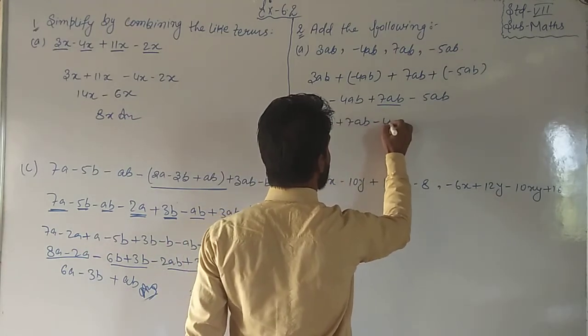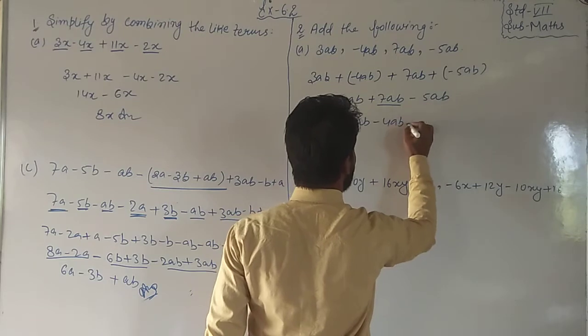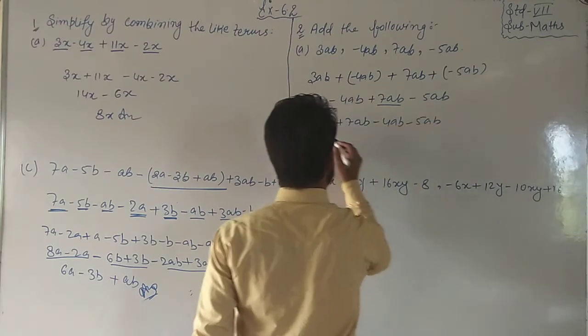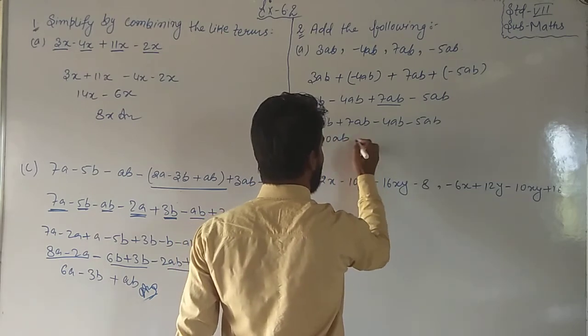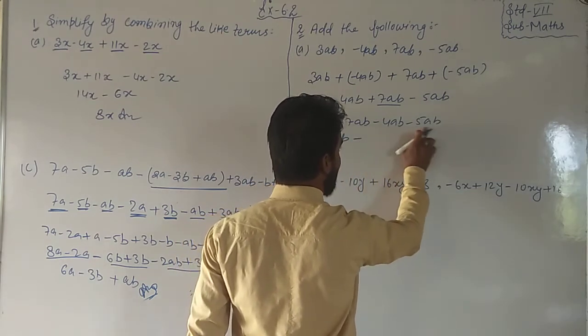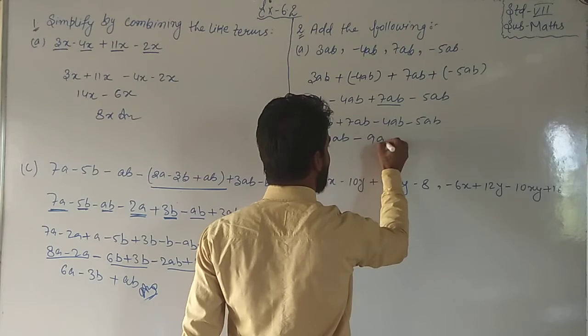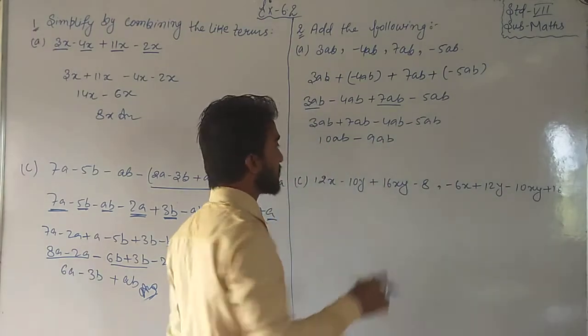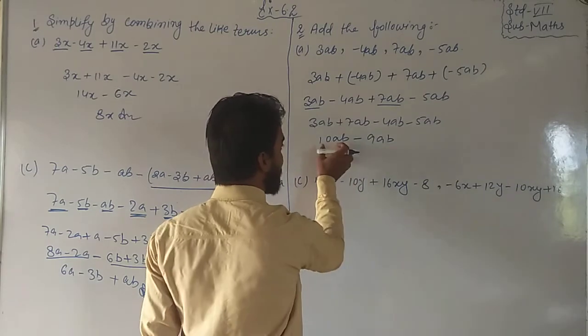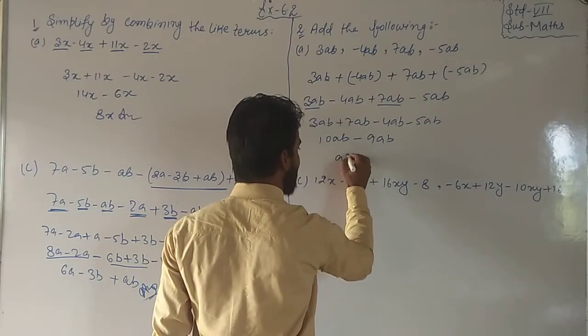Minus 4ab minus 5ab. See students, 3ab plus 7ab is 10ab, minus 4ab minus 5ab is minus 9ab. Why 9ab? Because both are in minus, so we add them, but the sign stays the same. Okay students, 10ab minus 9ab. Can you write ab?